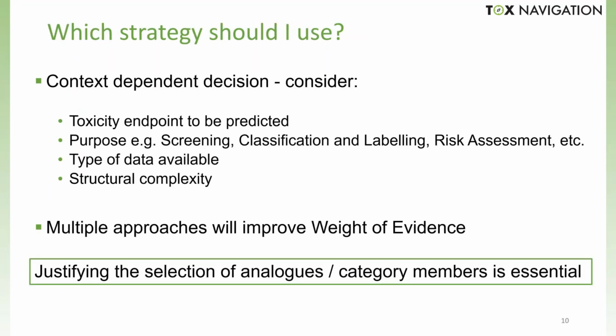So which strategy to use will actually depend on the context. And if you can, use multiple approaches so that it improves your weight of evidence. But the key point, especially from a regulatory standpoint, is you must be able to justify your choice of analogues or categories.